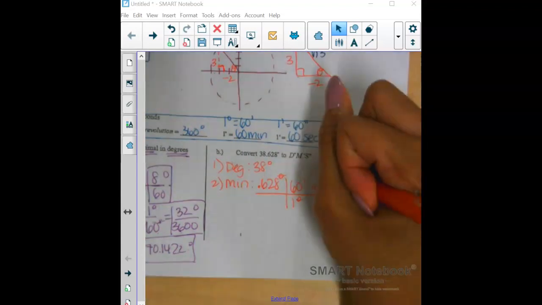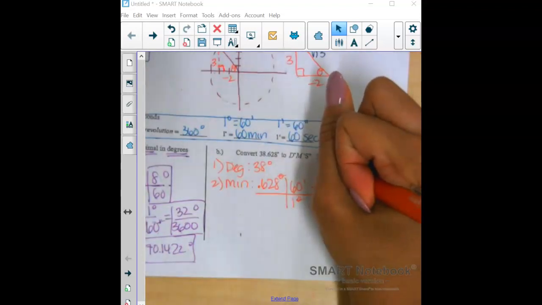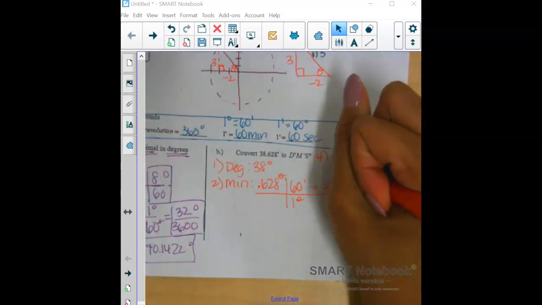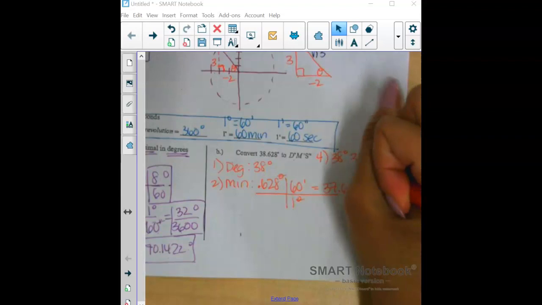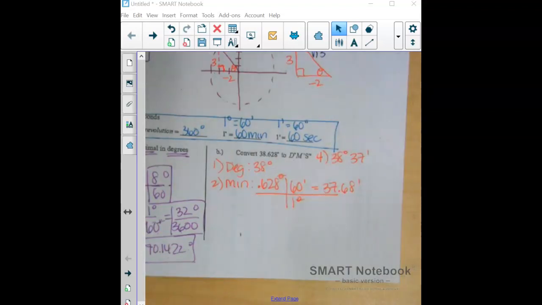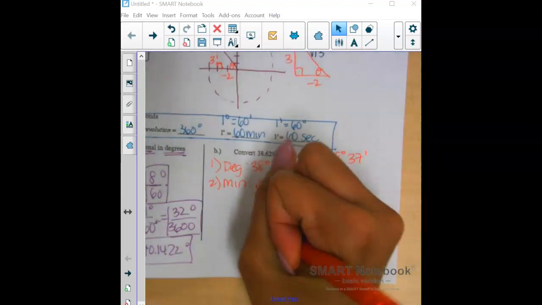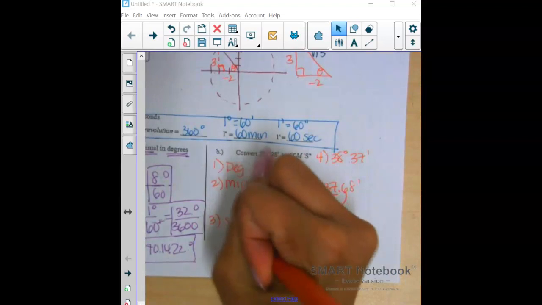So let me write out pretty much my answer. So for step 4, I'm going to start writing this out so we can start pulling out the pieces that we need. We're going to have 38 degrees. We're going to have 37 minutes. How am I going to find the seconds? What should I use? 0.68 at the end. Let's use this for step 3, which is to find the seconds.